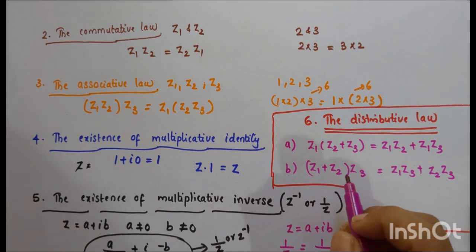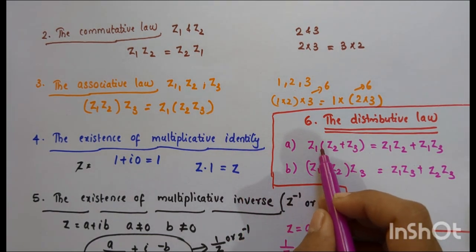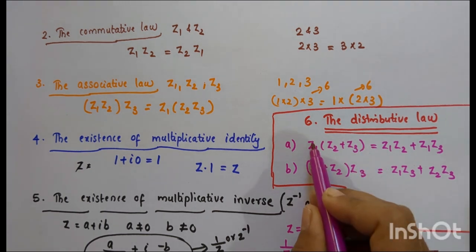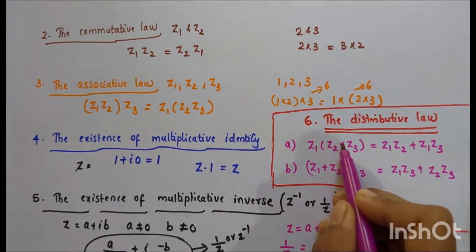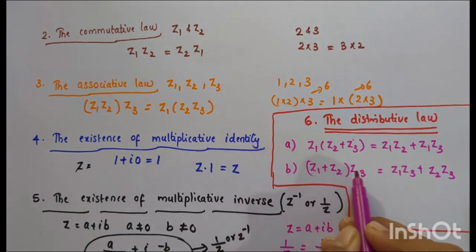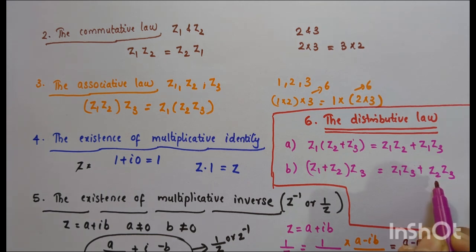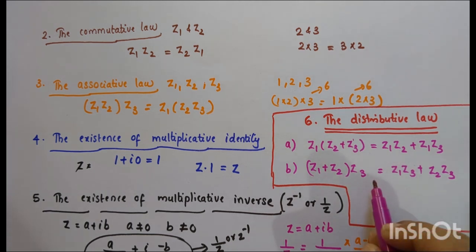Now, the sixth property, that is the distributive law. That is, z1 into (z2 plus z3) will be equal to z1 into z2 plus z1 into z3. And (z1 plus z2) into z3 will be equal to z1 into z3 plus z2 into z3. Okay, so these are the properties related with the multiplication of two complex numbers. I hope it is clear to you. Thank you.